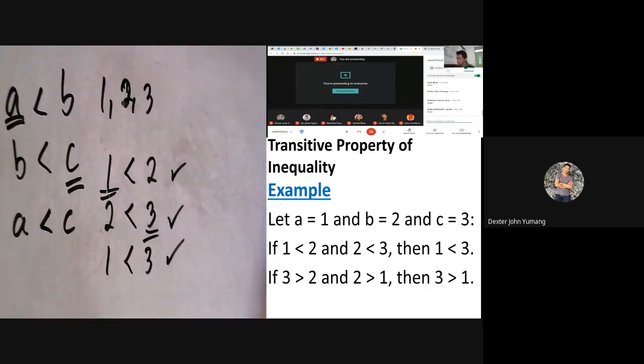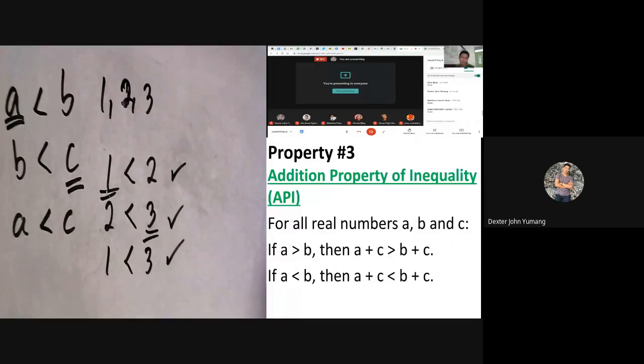Okay, let's proceed to the next one. We are on property number 3. For property number 3, we will be talking about the addition property of inequality or the API. So, sa addition property of inequality, there are three numbers, the A, B, and C.